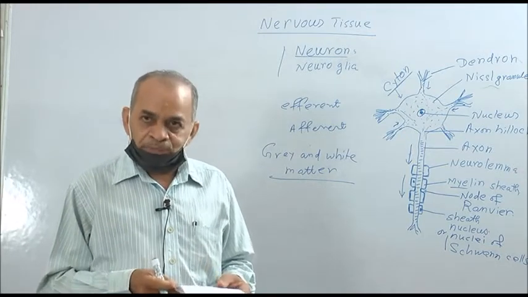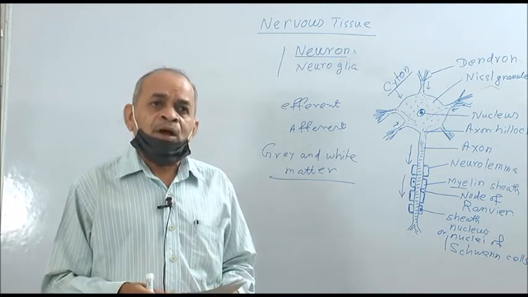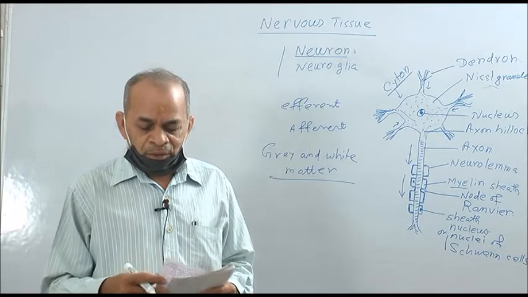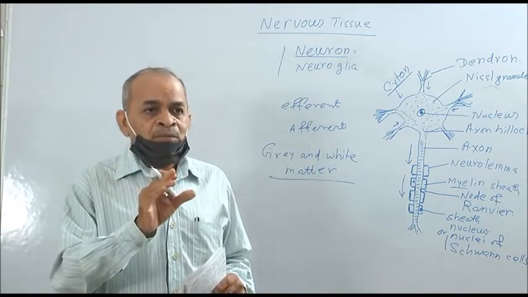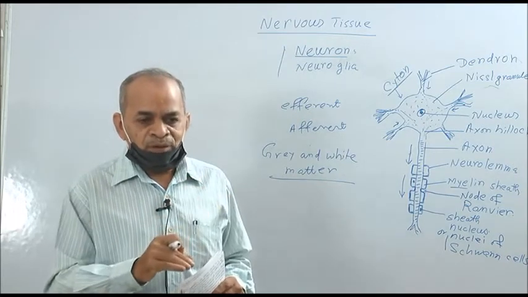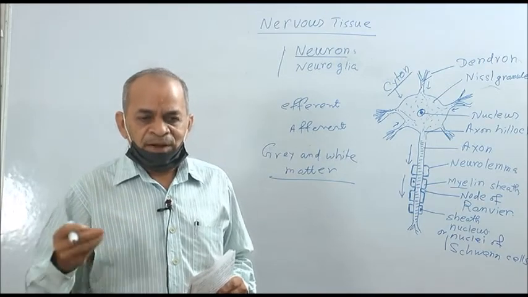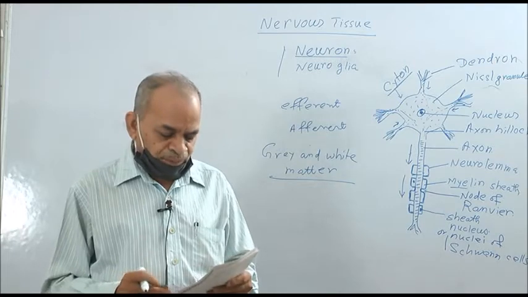Then synapse. Synapse means it is the connection between one axon and one dendron. One axon is the terminal point of one neuron, and the dendron is the beginning, the starting point, of another neuron. So that junction is known as the synapse.